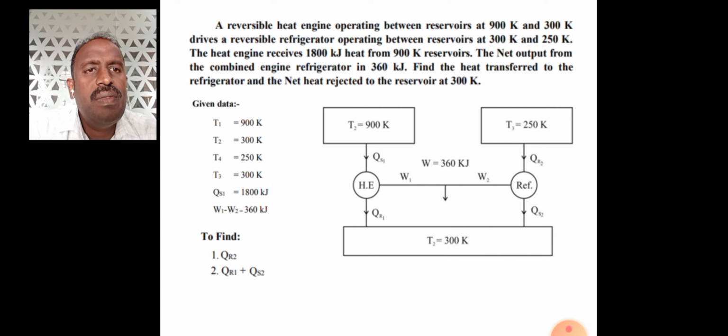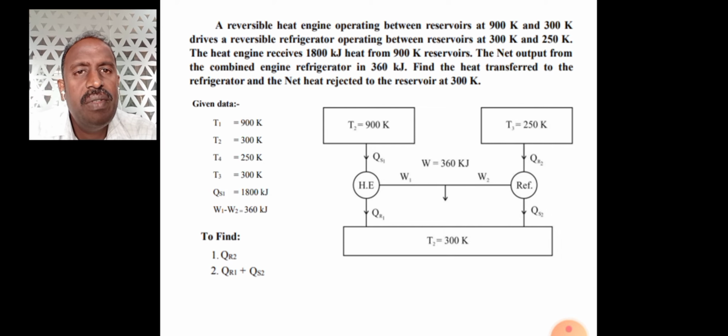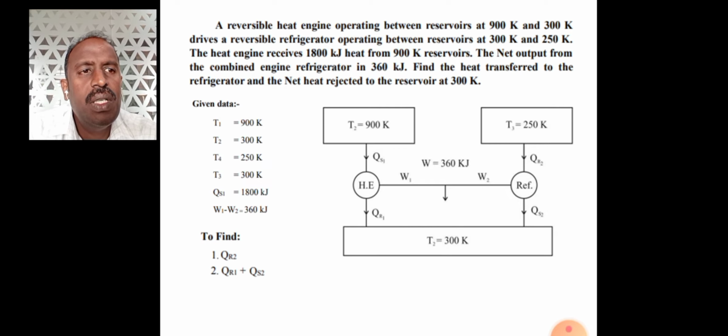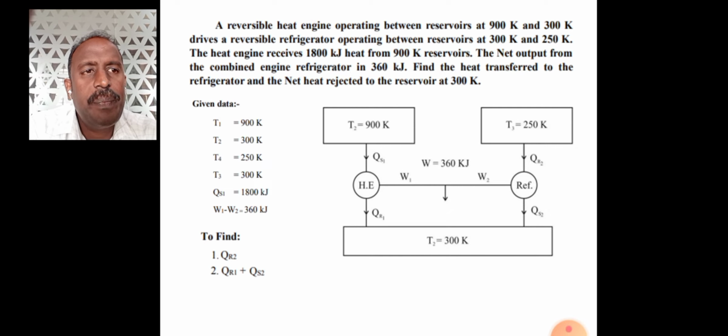A heat engine drives a reversible refrigerator operating between the reservoirs at 300 Kelvin and 250. Draw the refrigerator diagram. The lower temperature will be 250, your higher temperature will be 300. Your higher temperature side will be QS, your lower temperature side will be QR.